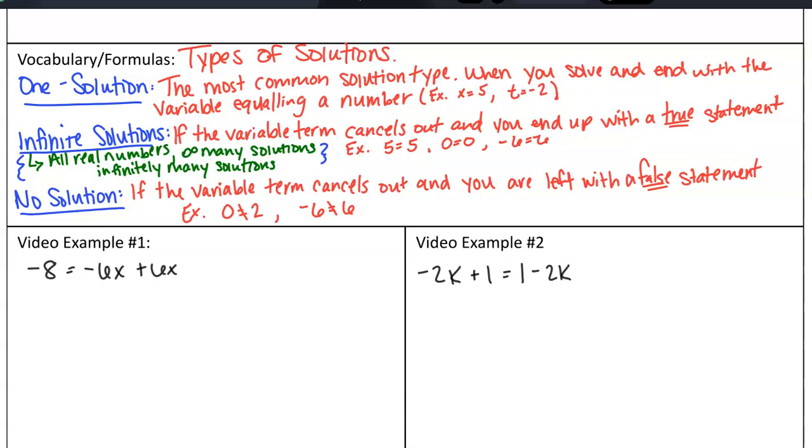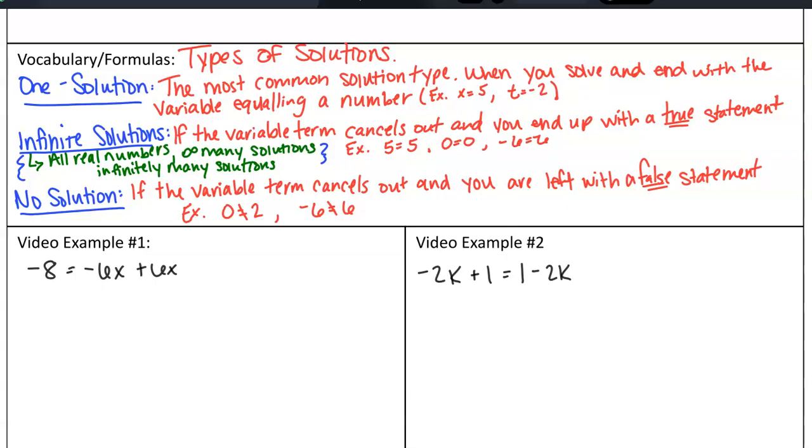What's new this unit is we are going to introduce two different types of solutions, and one being infinitely many solutions, or all real numbers. That is if the variable term cancels out and you end up with a true statement, then the answer is infinitely many solutions or all real numbers. There are several ways that you can write it. So I just want to show you all those different ways, because when you go to find your solutions or find your examples, just be aware that they could be listed differently.